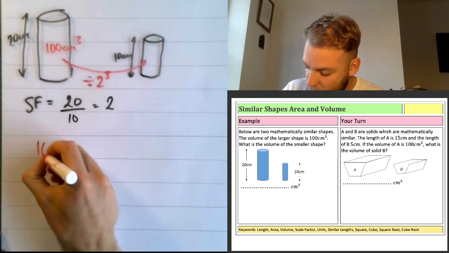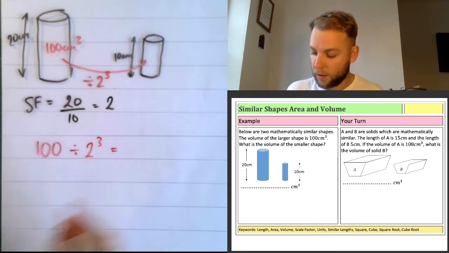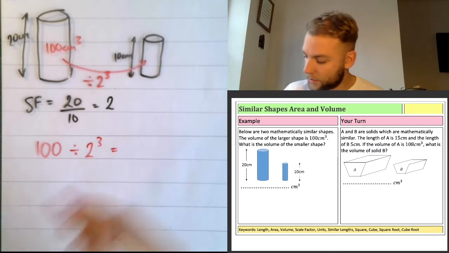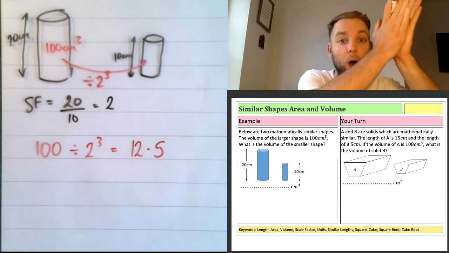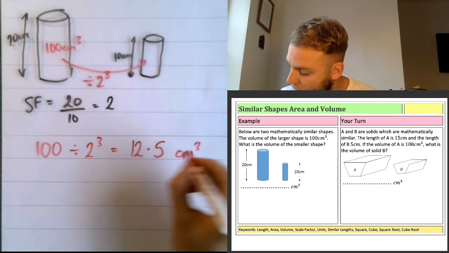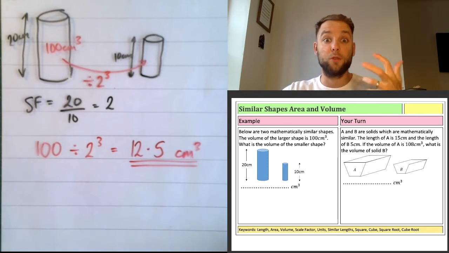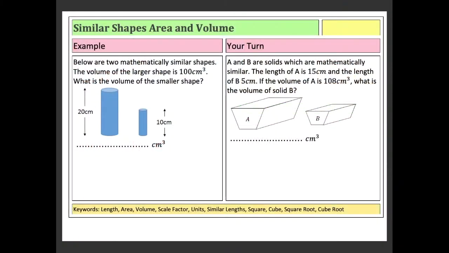So in this case, it's going to be 100 divided by 2 cubed. Again, it's cubed because it's volume, which in this case is equal to 12.5. Remember, I'm dividing here because I'm going from larger to smaller this time. Okay, and that's it. Centimeters cubed for my units. There we go. That's the key part to this. If you understand this, you'll start to make sense of everything else. So, pause now and have a little go at that one on the right-hand side.